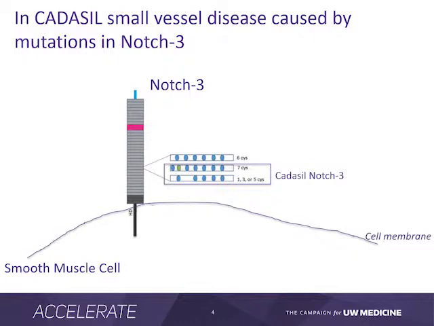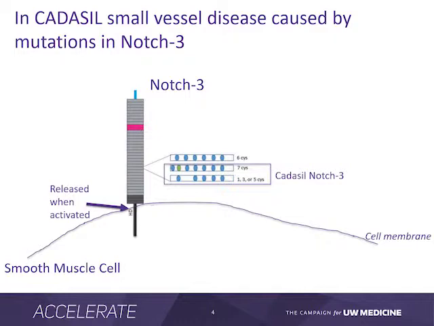When there are changes that are associated with CADASIL, what happens is the pattern of the little protein components change. There should be an even number of one of these protein components called cysteine. When there's a mutation that causes CADASIL, you get an odd number. That's just one mechanism by which Notch mutations affect the protein. So it affects the structure of the protein.